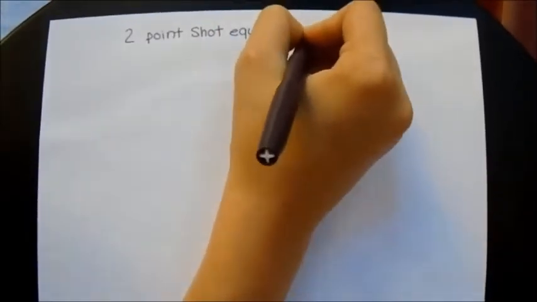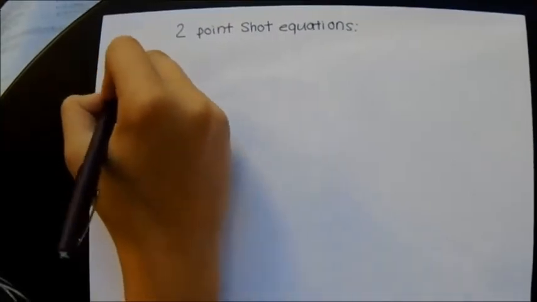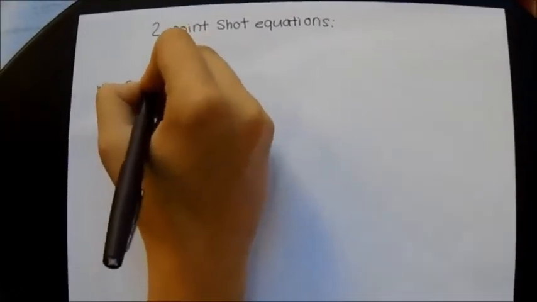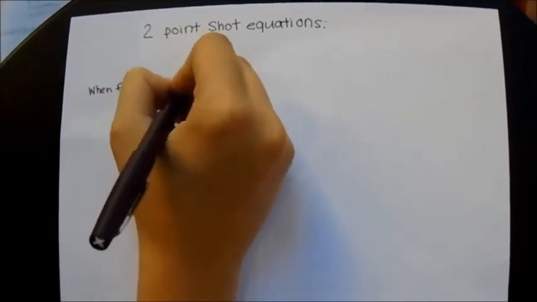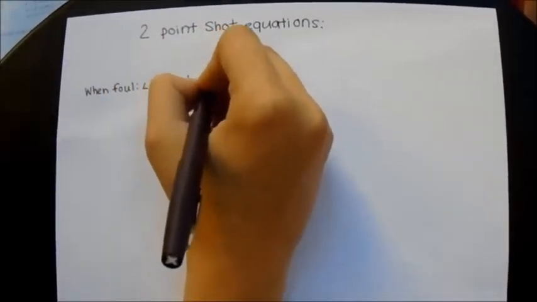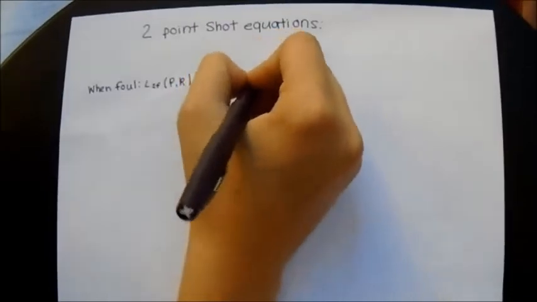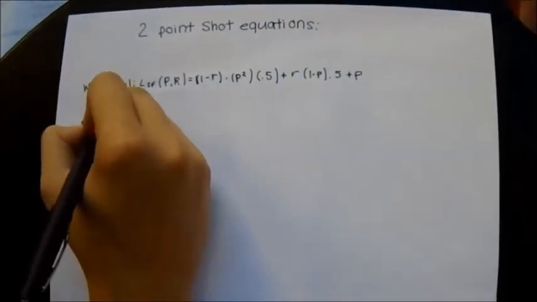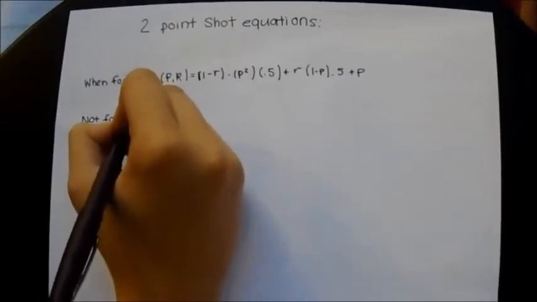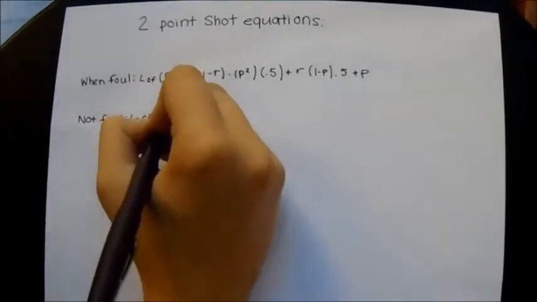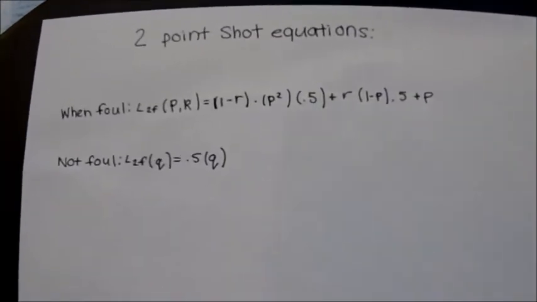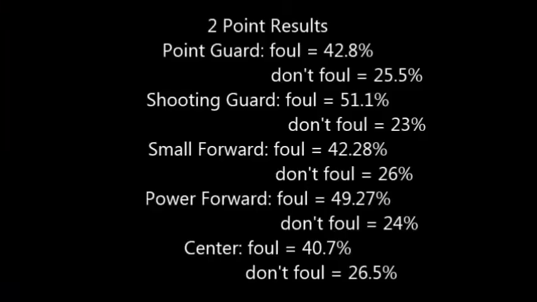We will first start with the 2-point probability equation. R represents each player's 2-point average shot. For example, the point guard's is 51%, so we will convert it into a decimal, 0.51. P represents the corresponding stat for each player. For example, the point guard is 0.88. After plugging the variables into the equation, you will then receive an answer for when fouled and not fouled.